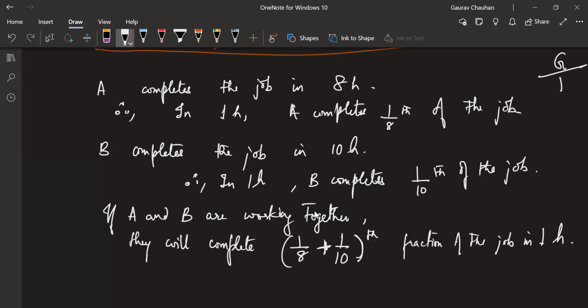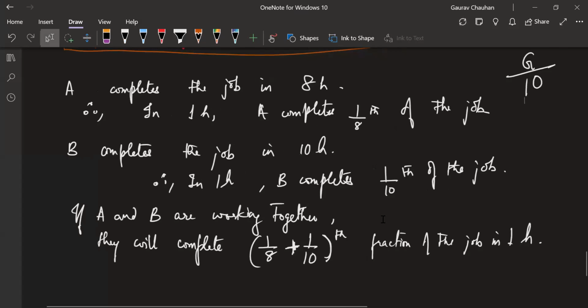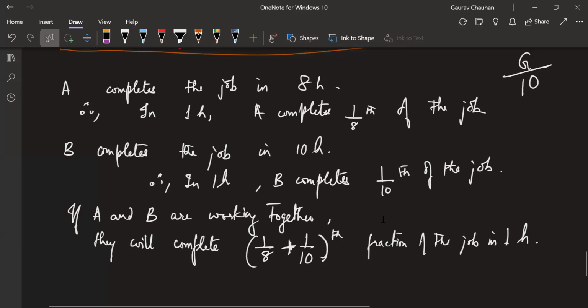So if A and B are working together, they will complete this much fraction of the job in 1 hour. Can I get a fist to 5 if people are clear about this particular step, how I got this number? Manisha and Dinesh, are you clear? Yes, sir.